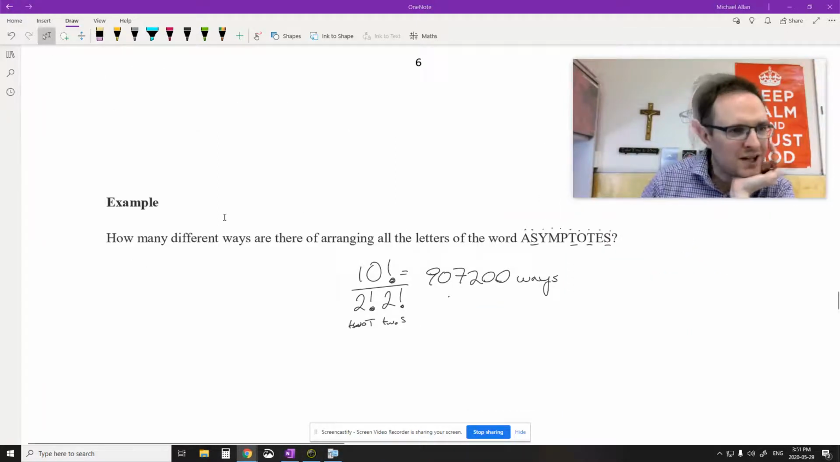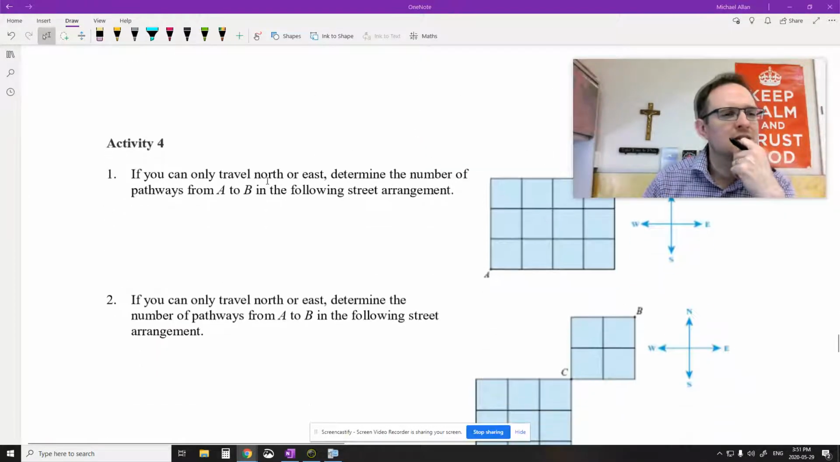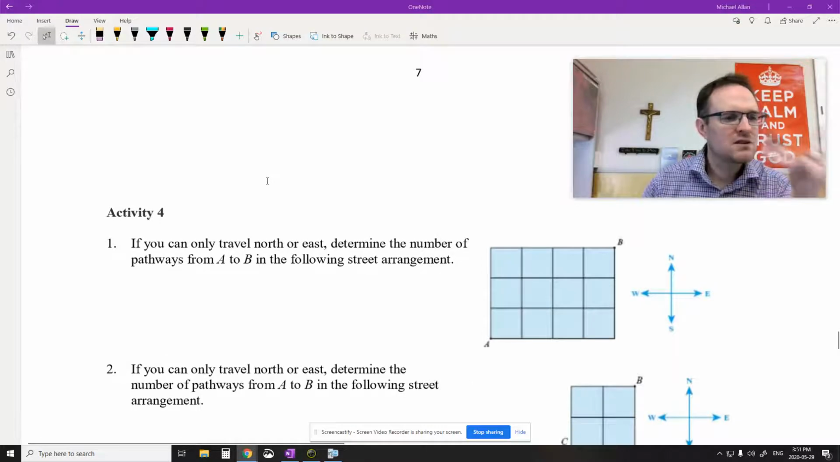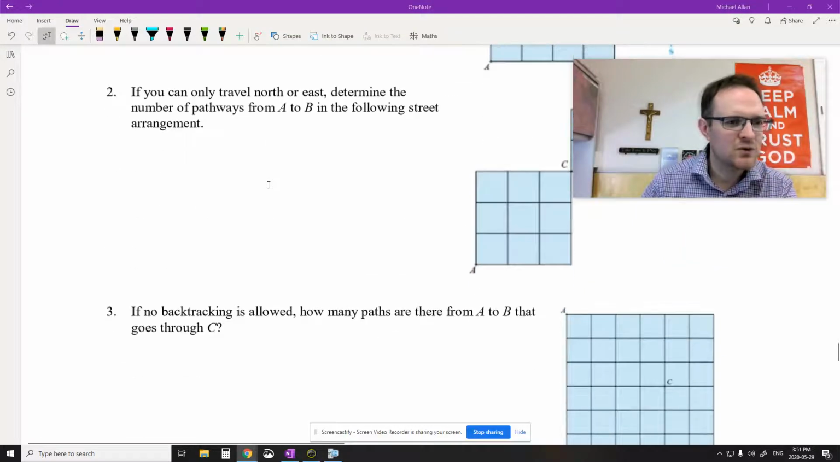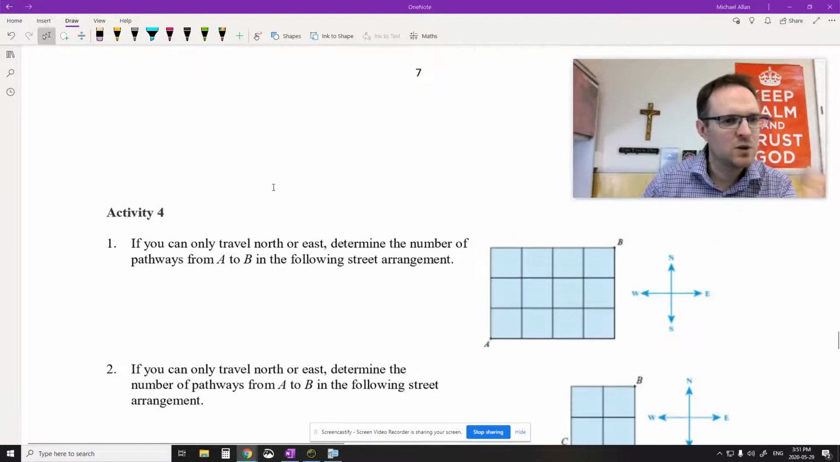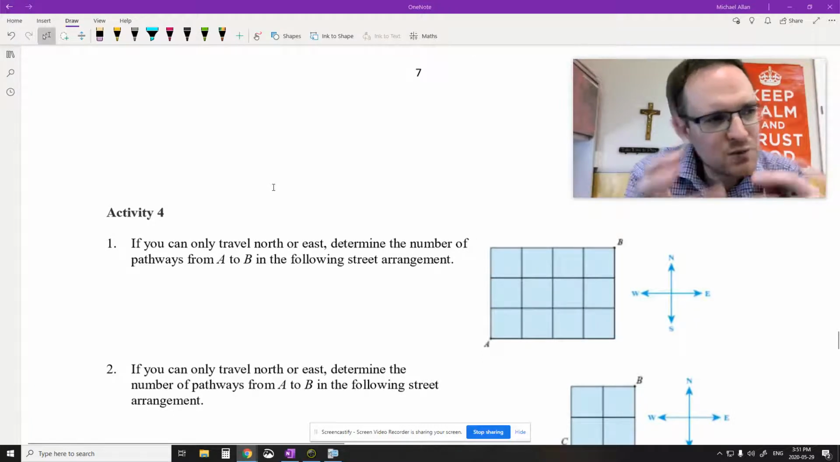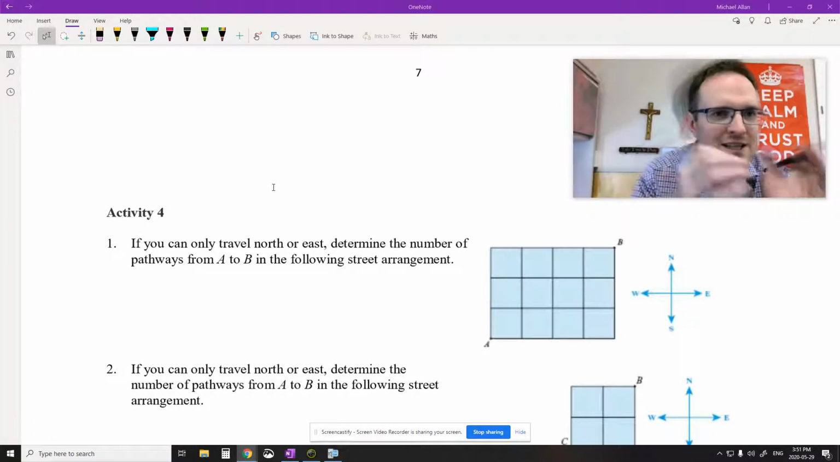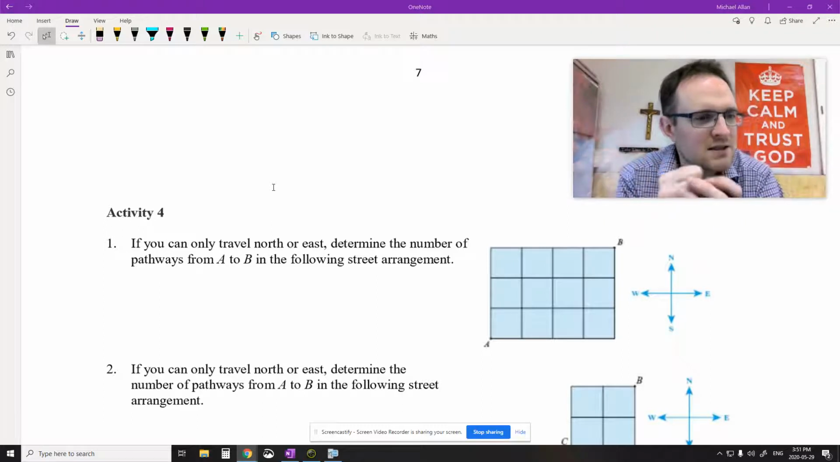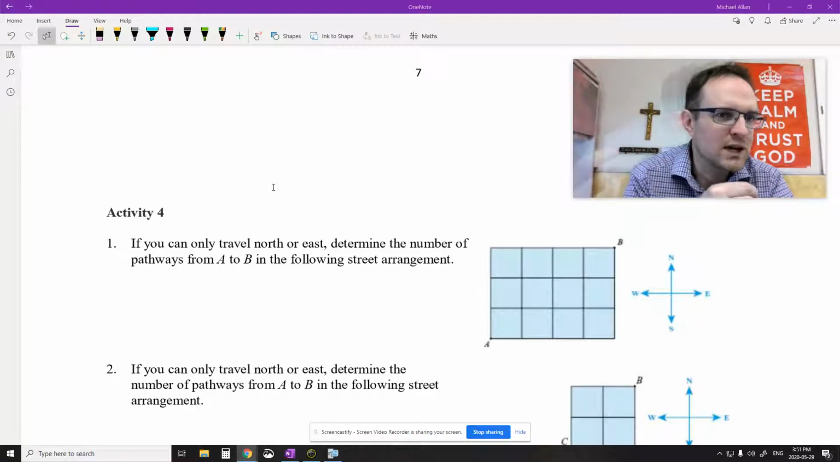Okay, so another common situation that involves this repetition, this permutation idea, is pathway problems. In all these questions, we're moving from a point to another point, and in this case, we're limited by the way we can move. We always have to move closer to our destination, so I can't go back in a direction.